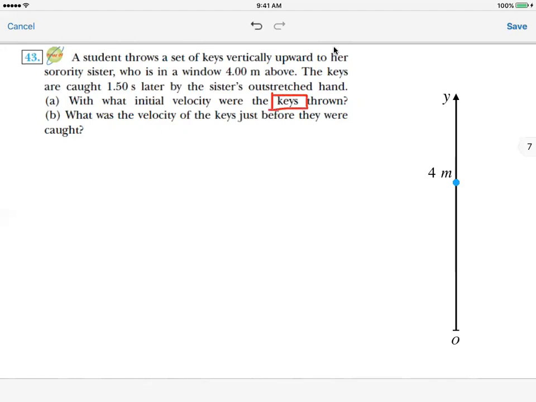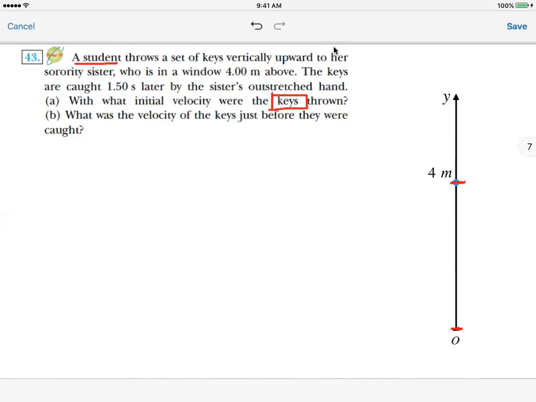So this is the object that is moving, number one. Number two, how this object is moving: it's moving in a vertical direction. So the best coordinate system that we can take is this one, where you have the y-axis pointing upward. And let's discuss what happened with the keys. If we assume that the student is at the origin, so sitting at the level y equal to 0, and the sister is at the level y equals 4 meters.